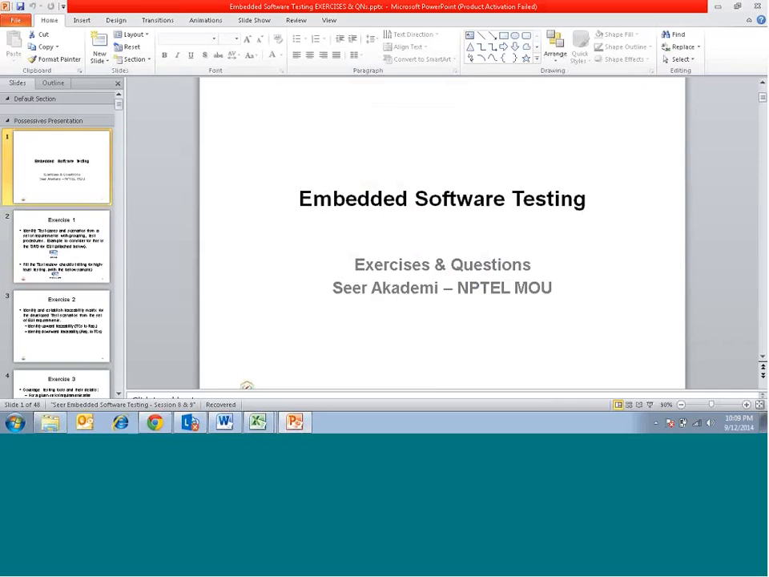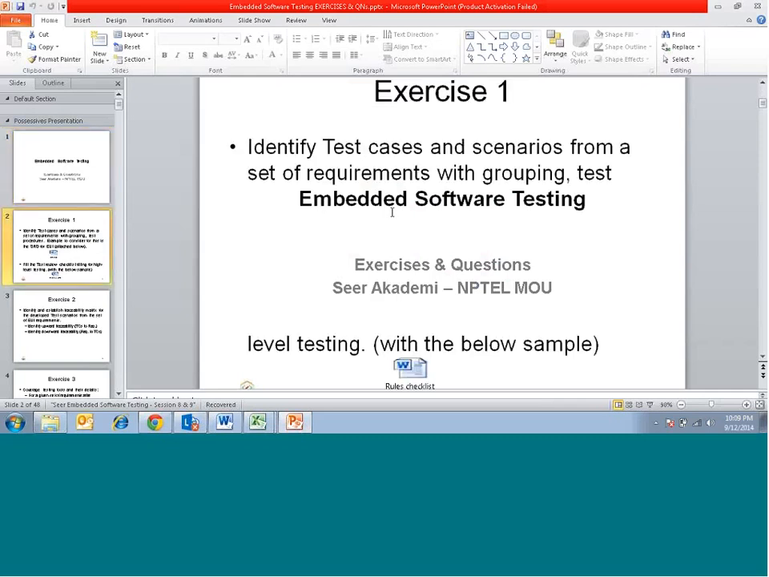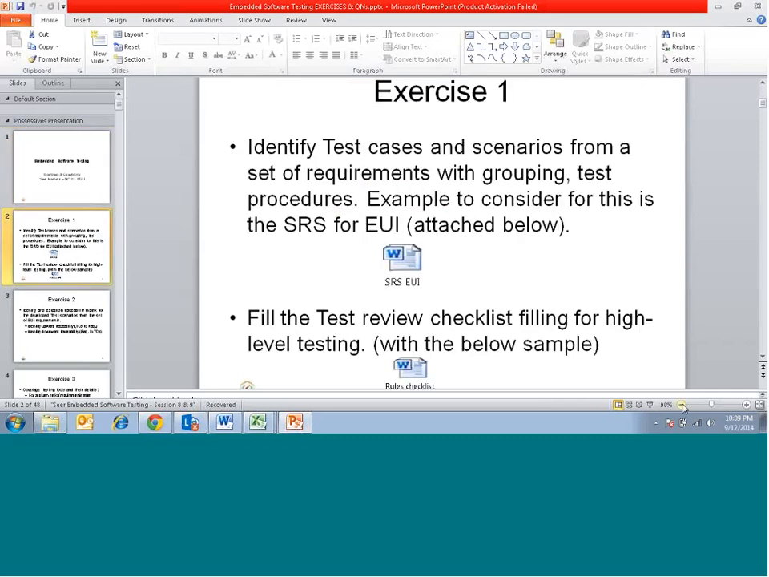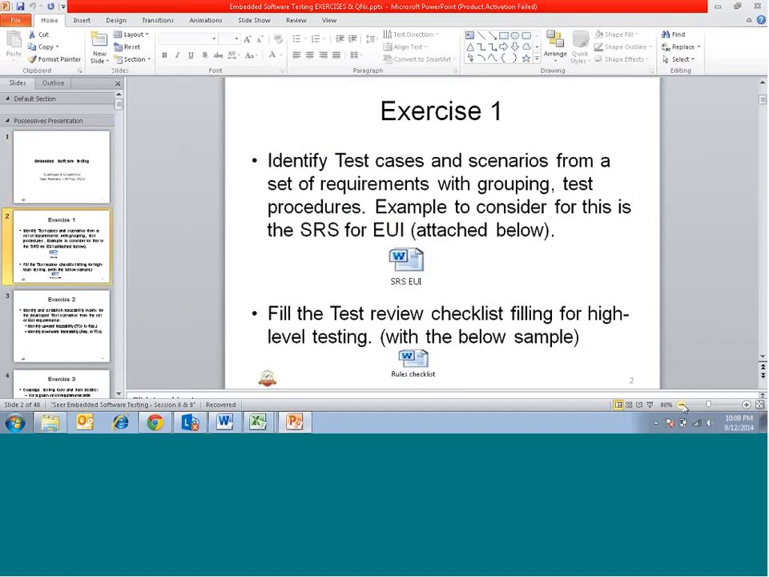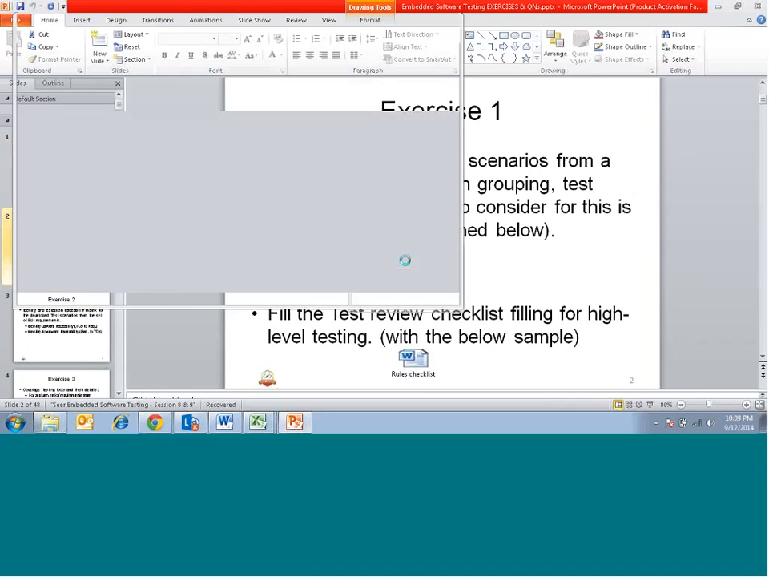Today we will see the exercises regarding test cases and scenarios from a set of requirements which we had studied in the last class, and try to study that with requirements and the corresponding test cases. We had also gone through the example SRS. It's called embedded unit instrument. So we'll just try to recap that.